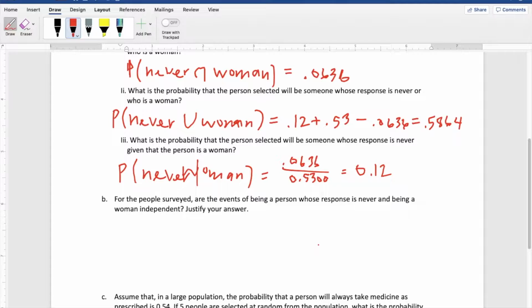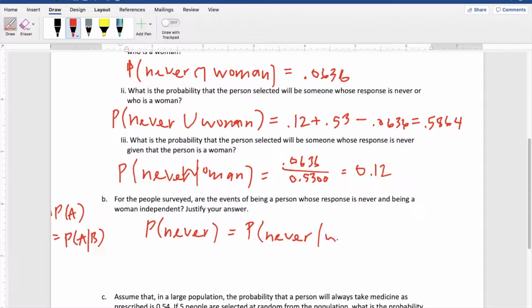Part B is saying for the people surveyed, are the events of being a person whose response is never and being a woman independent? So our test for independence is, does the probability of A equal the probability of A given B? And if that is equal, then they are independent. So for this one, I could find, does the probability of someone answering never equal the probability that they answered never given they're a woman?